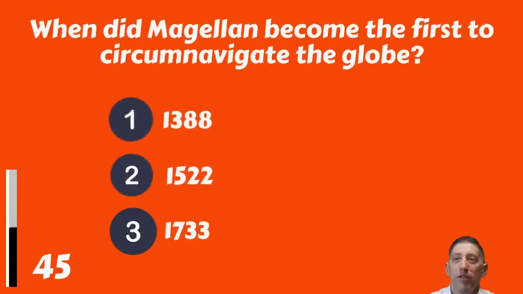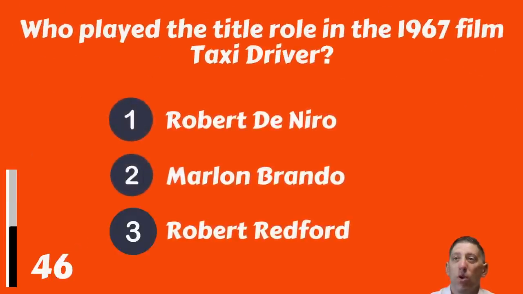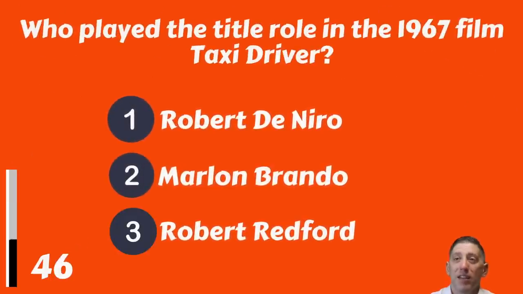When did Magellan become the first to circumnavigate the globe? 1388, 1522, or 1733? 1522.